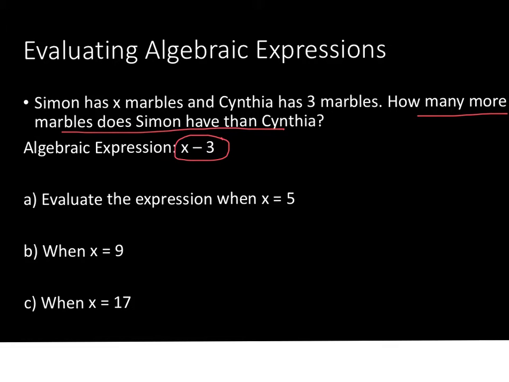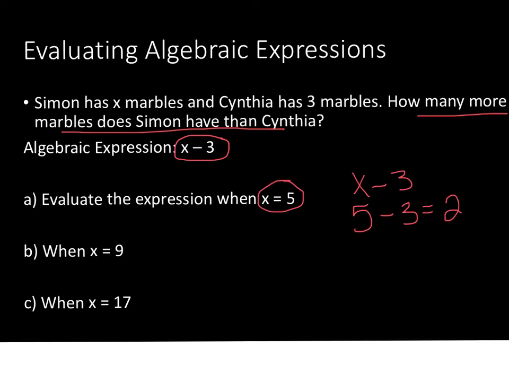So here at part A they're saying evaluate the expression when x equals 5. So I'm starting with x minus 3. I'm going to substitute this value. They're telling me that x equals 5. So I'm going to substitute in 5 for x and make this 5 minus 3, which is equal to 2. So the value of the expression when x equals 5 is 2.